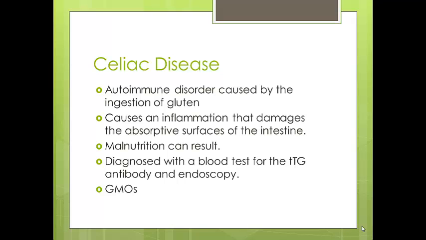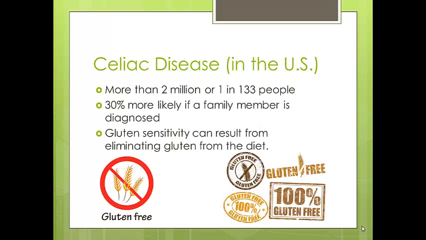GMOs are genetically modified organisms. Because of recent successes with GMOs, they are becoming very widely used. However, they have been shown to increase chances of celiac disease. More than 2 million people, or 1 in 130 people in the U.S., have celiac disease.